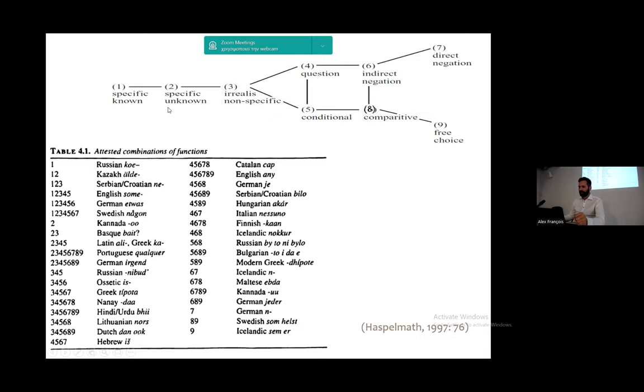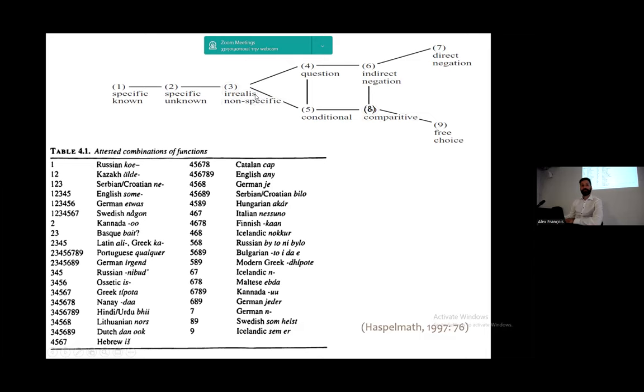And numbers correspond to meanings here. For example, the Serbian-Croatian ne here co-expresses specific known, specific unknown, irrealis non-specific. This means the 1, 2, 3 here. Or 2, 3, 4, 5. The Greek ti has a specific known, irrealis, specific question, and conditional. And you may see here, you're sorry.